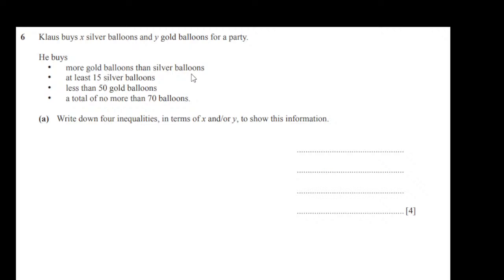He buys more gold balloons than silver balloons. Okay, more gold balloons than silver. So more gold balloons than silver means Y is more than X. At least 15 silver balloons. So silver balloons are X.